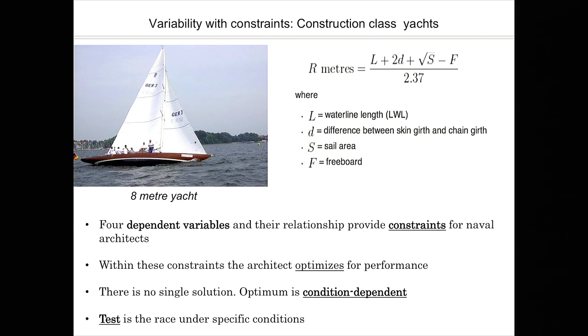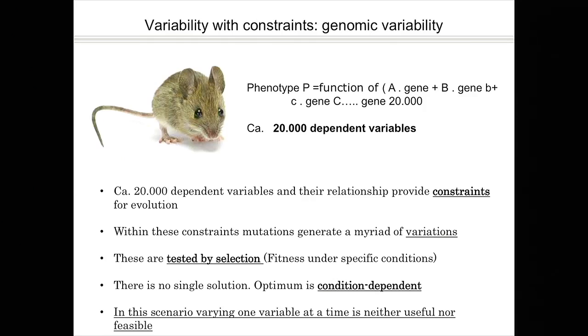The naval architect plays around to find the optimum for certain conditions, and this is the test detected in a race. Basically, this is detected in selection. So in a way, these animals that we're looking at here, these mice, are operating in a similar scenario, except they don't have four variables. They have, if we believe in the genetics, roughly 20,000 independent variables.